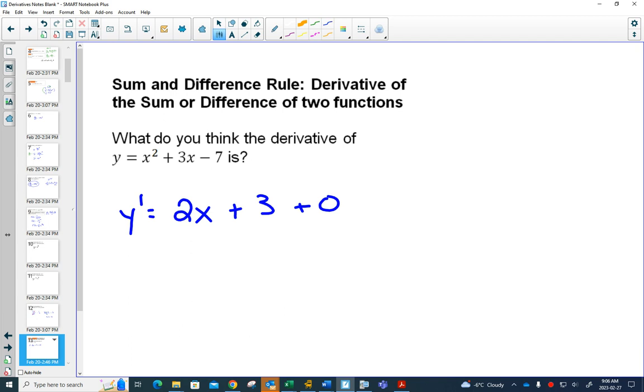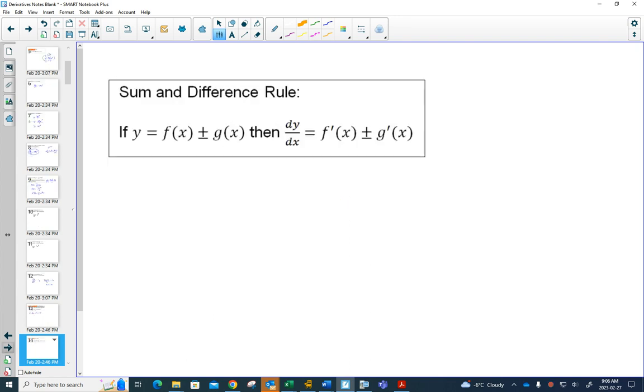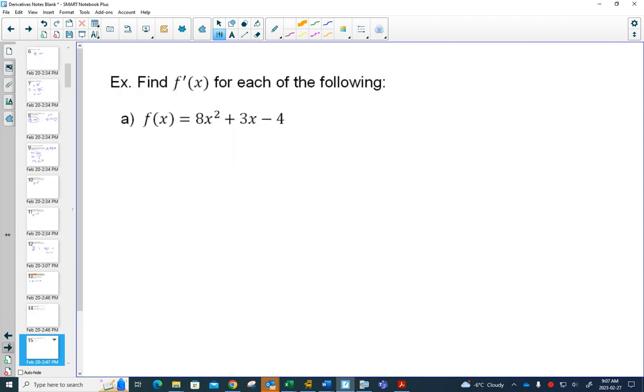If you are adding or subtracting different things, and you can take the derivative of each of them separately, you can do that. So the way that it's written in the rule, it says, if you have y equals one function plus or minus another function, then the derivative will just be the derivative of the first one plus or minus the derivative of the second one. And this works even if you have 3 or 4 or 5 or 10. As many as you'd like added or subtracted together, we can just find the derivative that way.